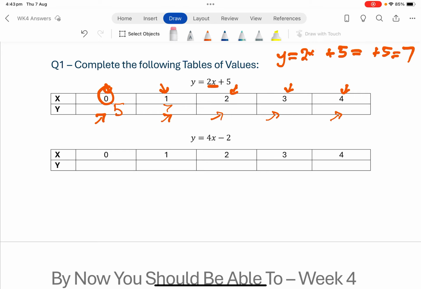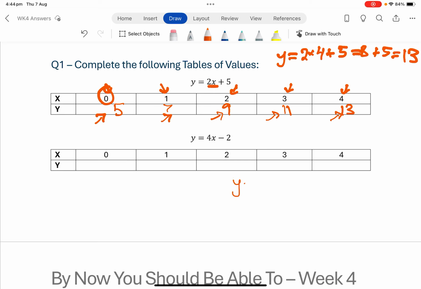Then, instead of putting a 1 in, we can see next up we've got to put a 2 in. Whoop, just did that in the wrong spot, my bad. Next up, we've got to put a 2 in, so I'm going to replace it with a 2. 2 times 2 is 4. 4 plus 5 is 9, so I'm going to put the 9 there. Same thing, now we're replacing with a 3. And this time, we're going to get 11. Last one, we're replacing with a 4. We'll get 8, and then 13. Awesome. All right.